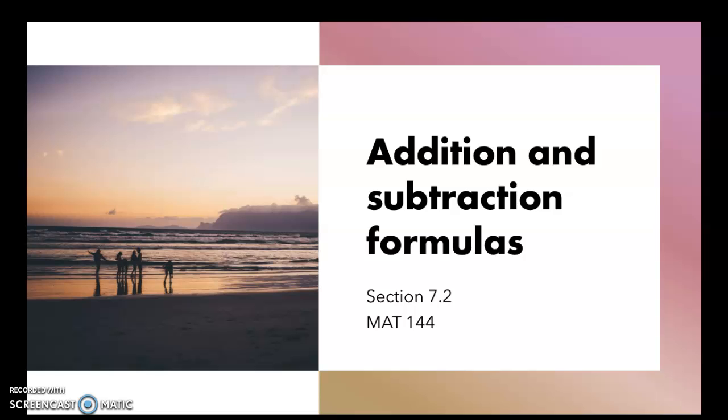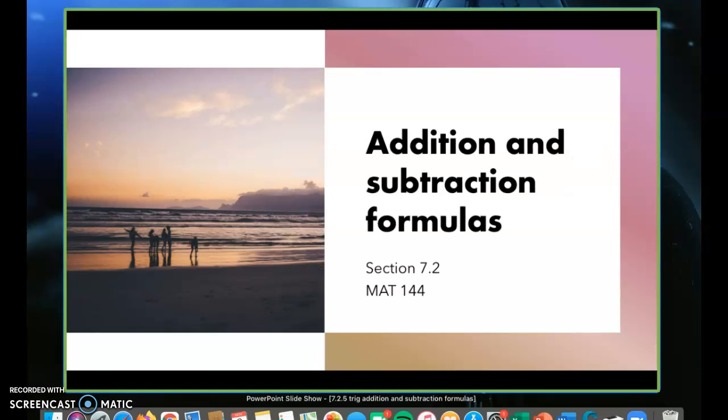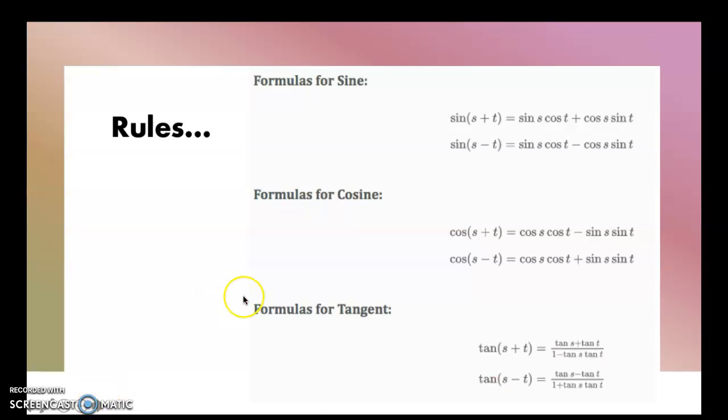So this is the second half of section 7.2. On Friday we started 7.2, and today we're going to do the second half. Let's move along. So remember the rules, these addition rules for sine and for cosine and for tangent. Those are going to be used quite a bit in today's lesson. So if you're watching the video, you might want to take a screenshot of these or copy them and print them just so you have access to them.